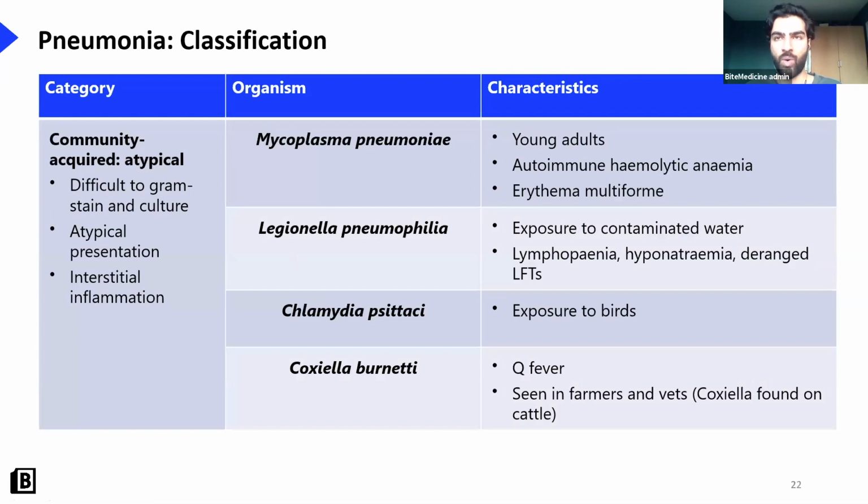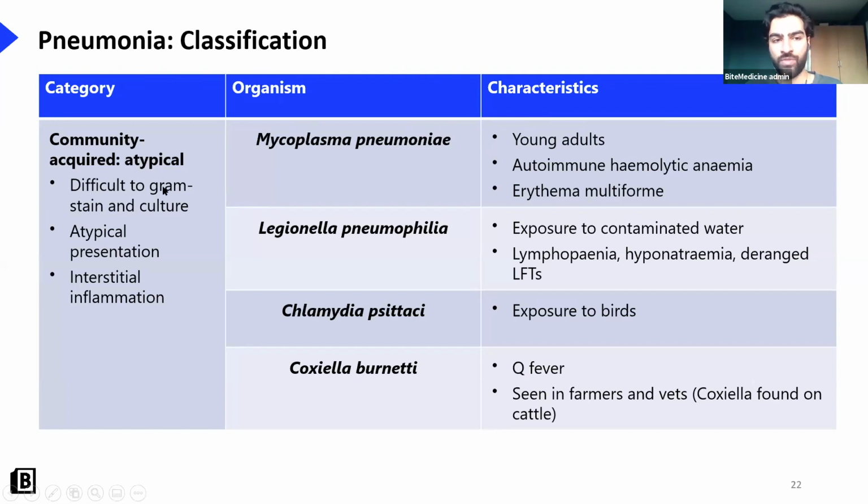Now we have community-acquired pneumonia which is atypical. So what do we mean by atypical? These patients present atypically, i.e. they don't often come with a productive cough and a fever. They may come with headaches, muscle aches, a dry cough, a bit of shortness of breath. So it's not the typical pneumonia presentation.